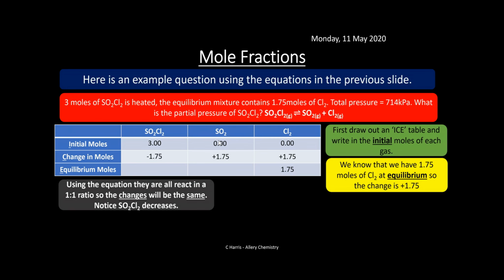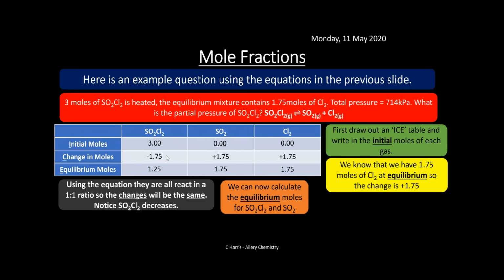So we're going to use the equation to work out our ratio, or stoichiometry. It's a one-to-one ratio, so the changes will be the same. You can see here that the amount of SO2 is going to be plus 1.75. The amount of SO2Cl2 is going to be minus 1.75, because remember, we're using up reactants, so it's got to decrease as the reaction goes ahead. So it's minus 1.75. So we can now calculate our equilibrium moles.